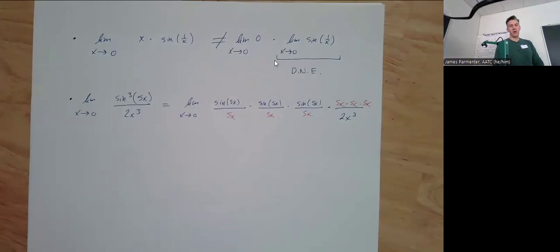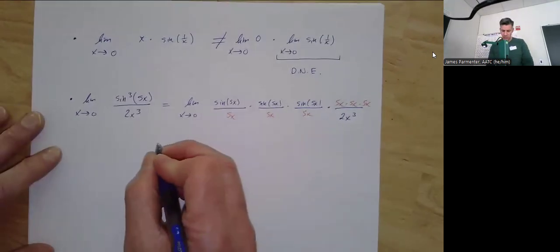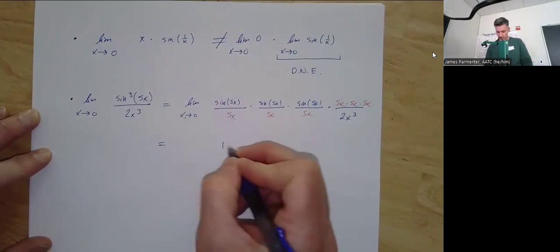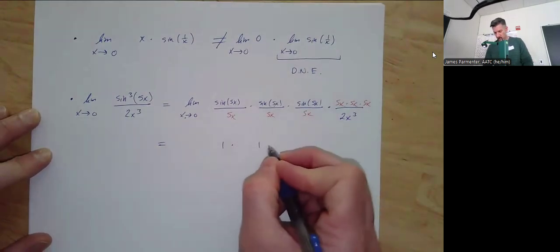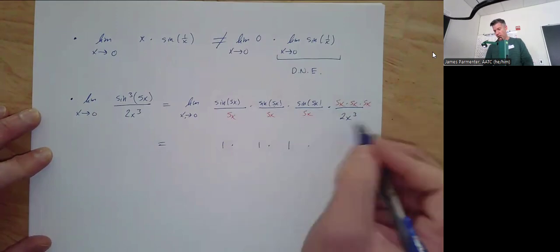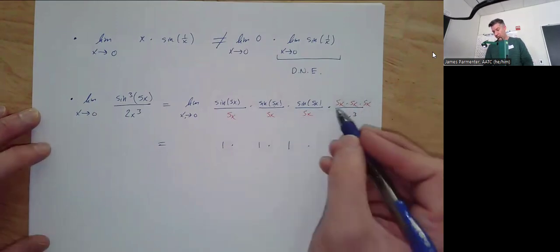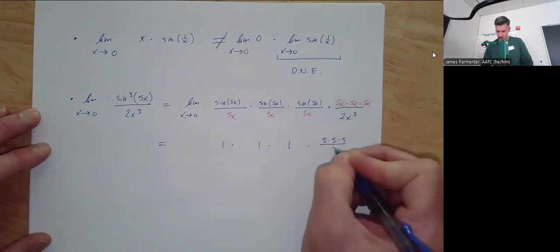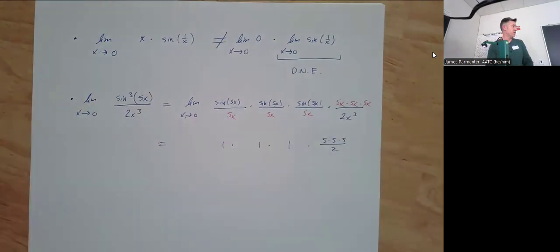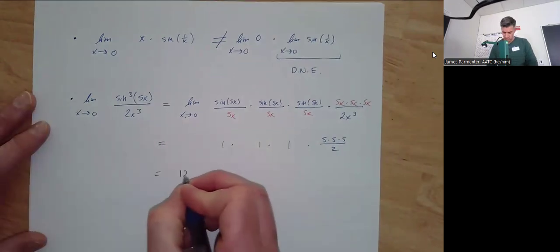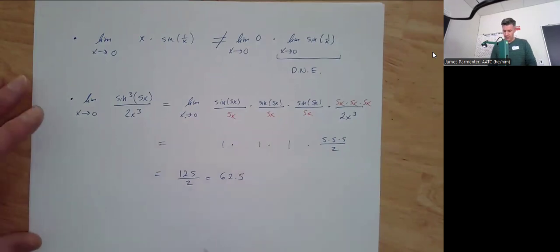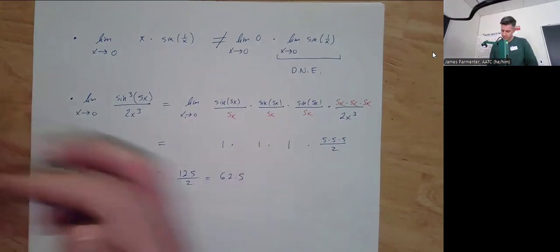And instead of showing all the little limit rules that we just talked about, we're just going to say this limit is equal to, well, the limit as x goes to 0 of sine of 5x over 5x is 1. And the limit of that is also 1. And the limit of that is also 1. And this thing here simplifies to 5 times 5 times 5 over 2, because the x cubeds cancel out. And we end up with 125 over 2, or 62.5. Not that you should change it to that, but, well, yeah.